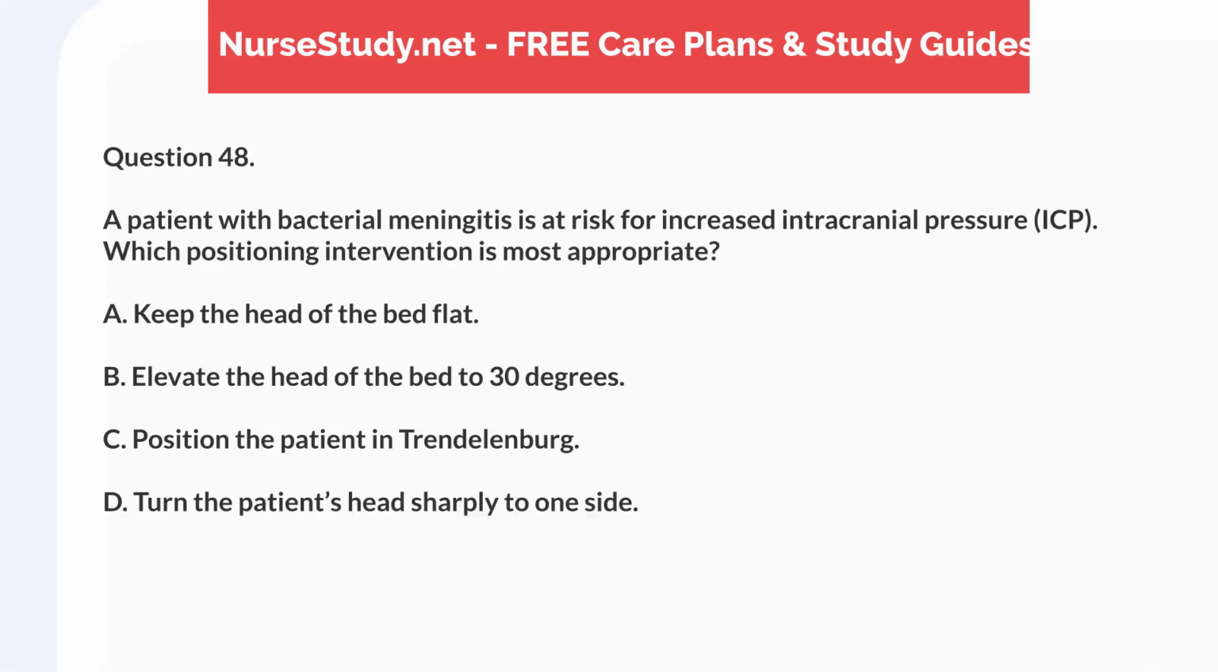Question 48. A patient with bacterial meningitis is at risk for increased intracranial pressure, ICP. Which positioning intervention is most appropriate? A. Keep the head of the bed flat. B. Elevate the head of the bed to 30 degrees. C. Position the patient in Trendelenburg. D. Turn the patient's head sharply to one side.